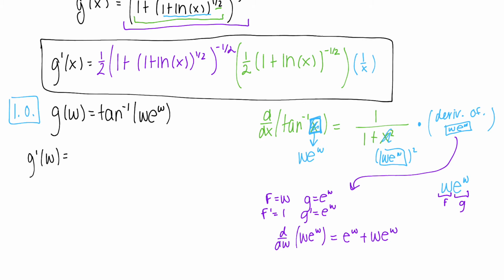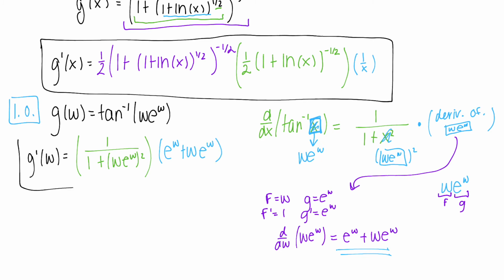So the derivative of the outside is going to be this green part over here. So we have 1 over 1 plus w e to the w squared. And then it's the derivative of w e to the w, so this is this stuff right down here: e to the w plus w e to the w. Layers.